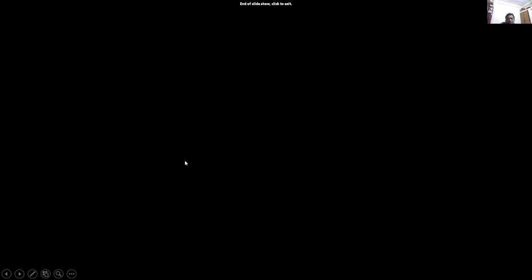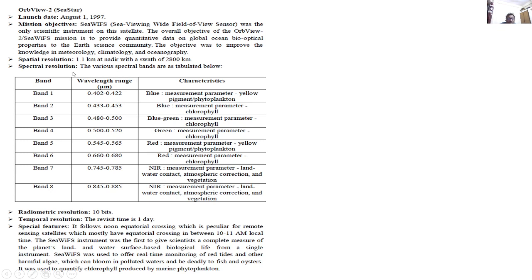Then OrbView, so I've listed a few. OrbView was another one, which was launched way back in 1997, with a very coarse spatial resolution of 1.1 kilometer at the nadir. The swath was very wide, 2800 kilometers. Radiometric resolution 10 bits. The revisit time was 1 day, which was decent.